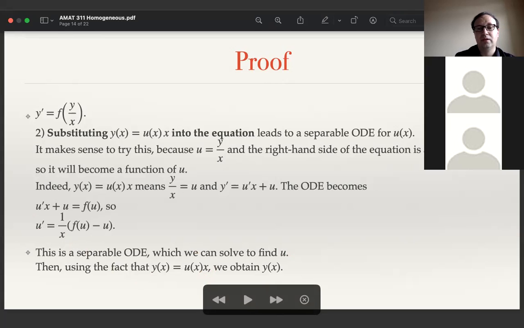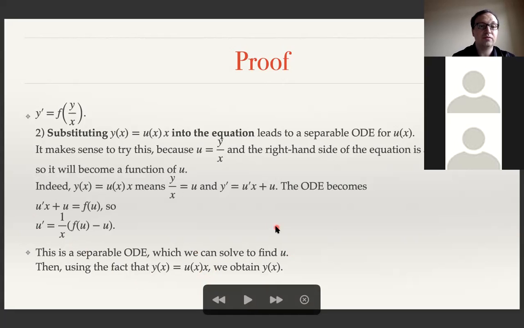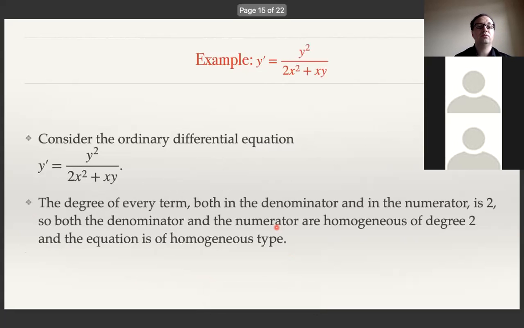Okay, so we have time for at least an example, maybe two. Let's see.